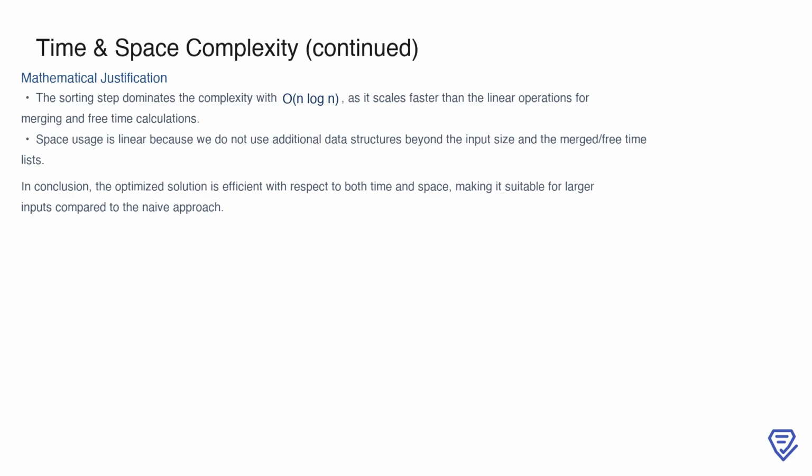On the space side, the solution is efficient because it uses space proportionate to the input size. Beyond the input intervals, the only additional data structures are the merged intervals and the free time intervals lists, both of which require O(n) space. With these considerations, the optimized solution is both time and space efficient, making it well suited for handling large input sizes, especially when compared to the naive approach.